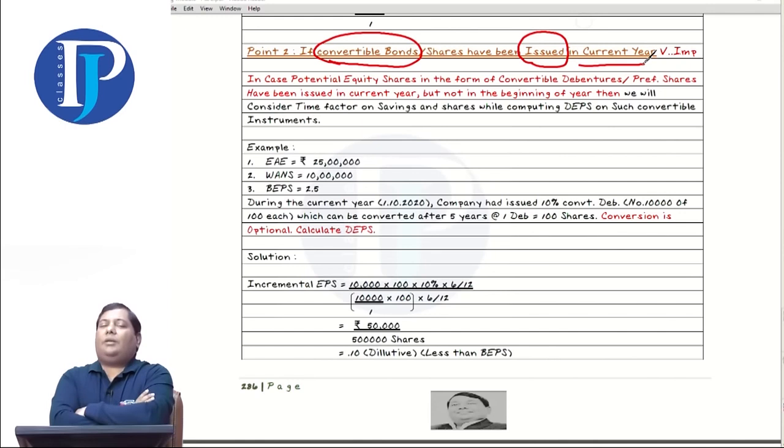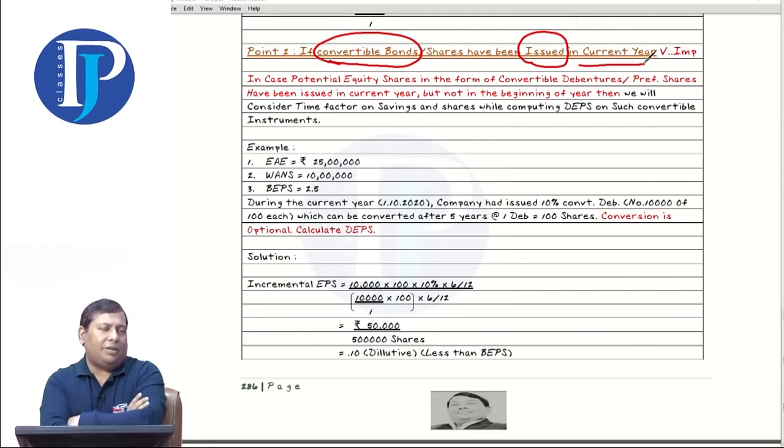Let's say the company has issued convertible debentures on October 1st. Tell me one thing, if a company has issued convertible debentures on 1st of October, for how many months would it have paid interest? For 6 months. So just understand this one thing. You have to count your savings from October, of 6 months.